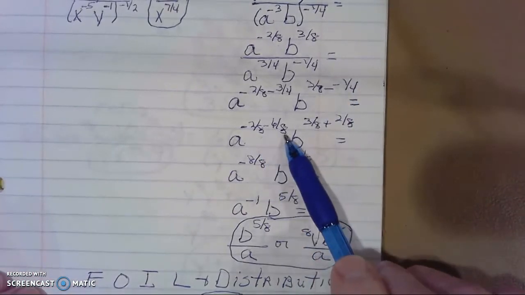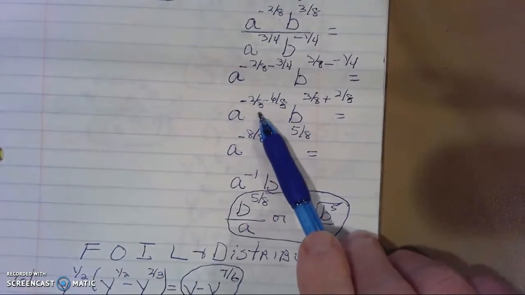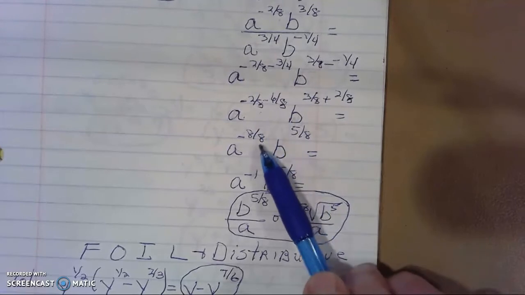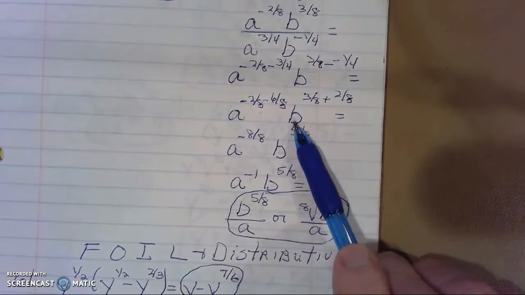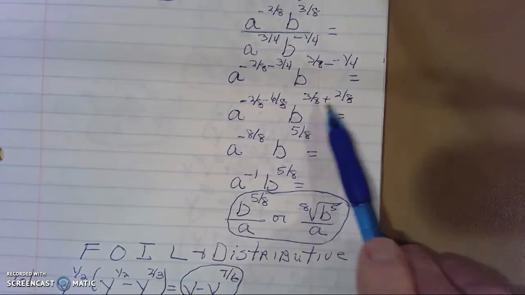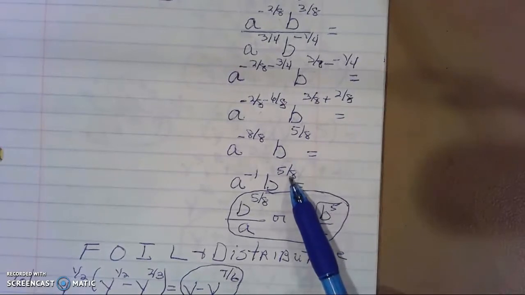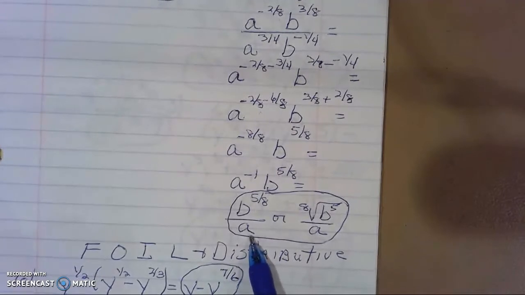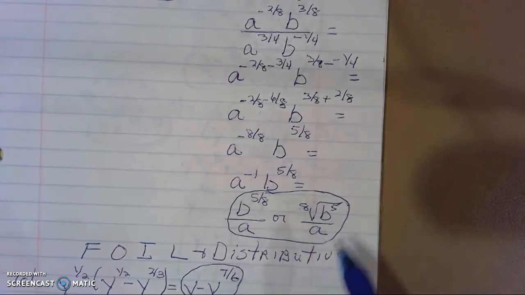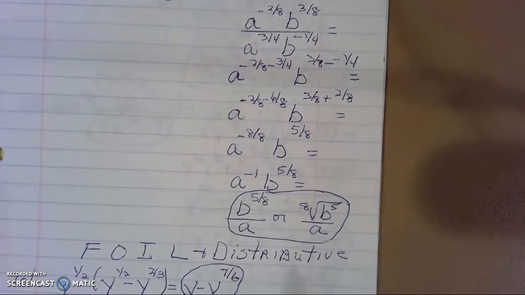Then I have to get a common denominator. The a's, it's 8's. Negative 2/8 minus 6/8 is negative 8/8, which is negative 1. The b's, it's also 8's. 3/8 plus 2/8 makes 5/8. Then on a to the negative 1st, you move it down to get rid of the negative exponent, and that b to the 5/8 is the 8th root of b to the 5th.